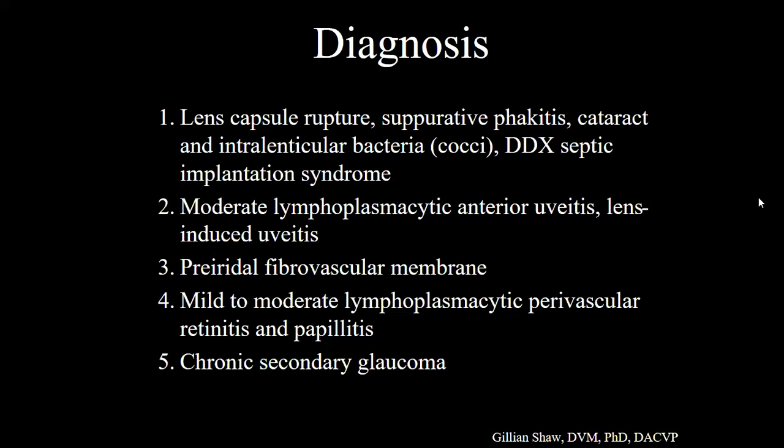There was a preorbital fibrovascular membrane. There was also a retinitis, which I didn't show, and a papillitis, and then some glaucomatous degeneration of the retina and the optic nerve. So this was just a really interesting case to me, just based on the number of bacteria. I've never seen that many bacteria in the lens. Usually they're actually kind of hard to find. And when I saw these, I was like, whoa, that's a lot.